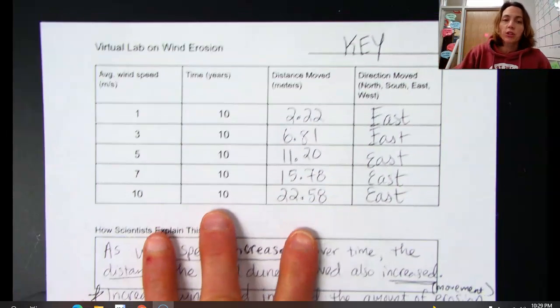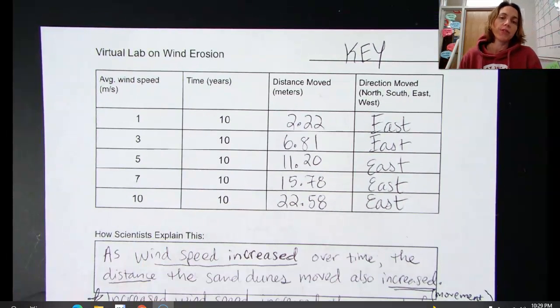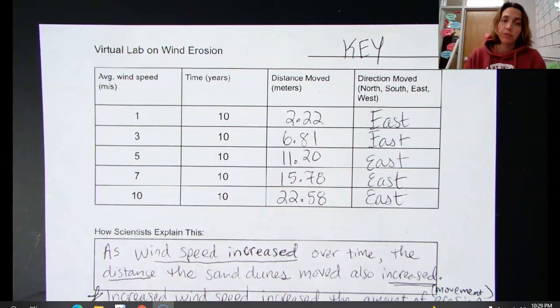So if you take a look at this data table, your numbers should be similar if you did it correctly. If not, go ahead and fix your numbers. The measuring was a little weird. If you didn't read it just carefully enough, then it didn't make sense. So basically, the summary is this. The wind direction was always blowing from the west, which means the dunes were moving to the east.